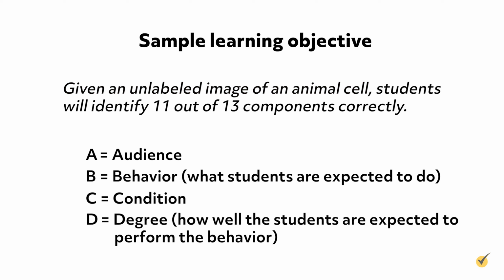The D stands for degree, or how well the students are expected to perform the behavior. It is also sometimes referred to as the criteria component. The objective may state an expected percentage of accuracy or identify a specific number of items that must be done correctly. In this objective, correctly identifying 11 out of the 13 components is the degree.